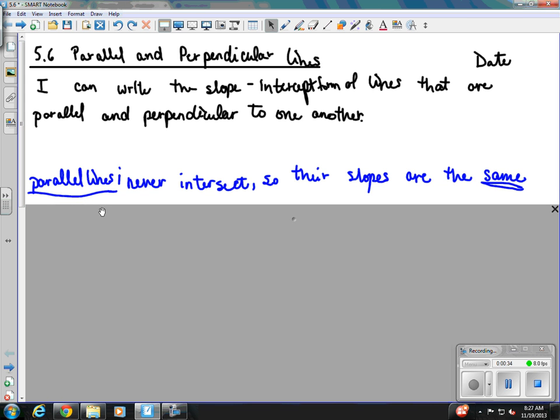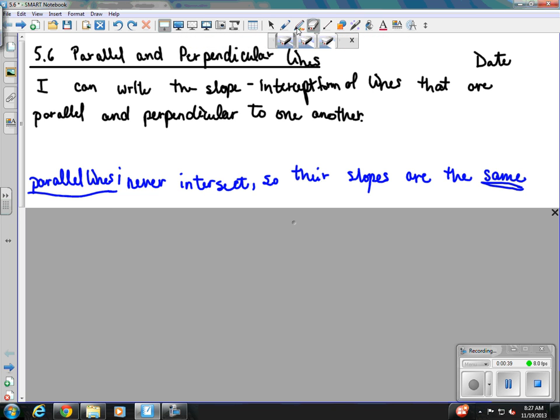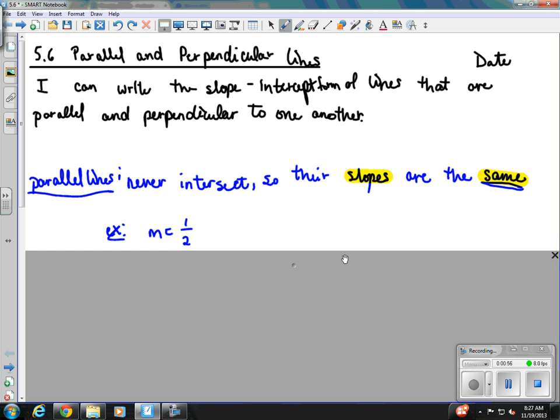Parallel lines never intersect, so their slopes are the same. For our purposes, we're going to be dealing mostly with the slope. That's the important part. If you want to underline it or star it, their slopes are the same. So if I give you the example m equals 1/2, and we want to know a slope that's parallel, meaning side by side, to the slope of 1/2, our new slope would also be 1/2.